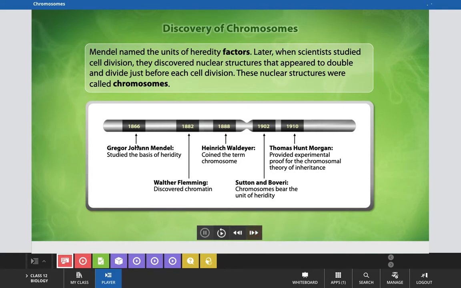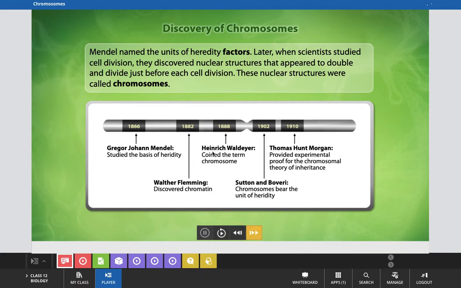Now in this timeline you can see that in 1866, Gregor John Mendel studied the basis of heredity, which he has referred as factors, but in 1882, Walther Fleming discovered the chromatin, which is a thread like network present in the nucleus of the cell.